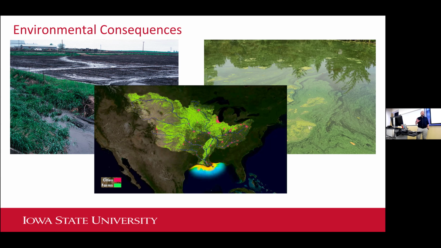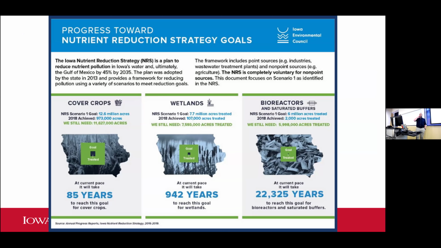But it's not all doom and gloom. Luckily, there are a host of conservation practices that farmers can incorporate to make their farming operations more sustainable. So things like cover crops, no-till, edge of field buffers, infield buffers, wetlands, bioreactors, and saturated buffers. Unfortunately, farmers are not adopting these types of practices as quickly as they adopted hybrid corn. And so this data is a little bit dated. It's from a few years ago, but things haven't changed dramatically.